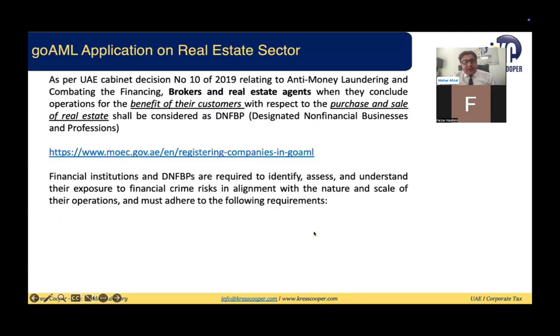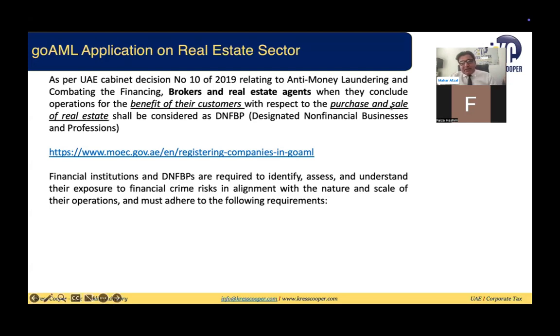It has been written in Cabinet Decision 10 of 2019 on anti-money laundering: brokers and real estate agents, when they conclude operations for the benefit of their customers with respect to the purchase and sale of real estate, this will be applicable. Otherwise, it will not be applicable. Suppose company A buys a building, uses it, and after five or seven years sells it. They are not doing brokerage services. Basically they are buying, using, and selling, so they will not fall under real estate services. Typically, the broker who buys and sells property will fall under goAML.